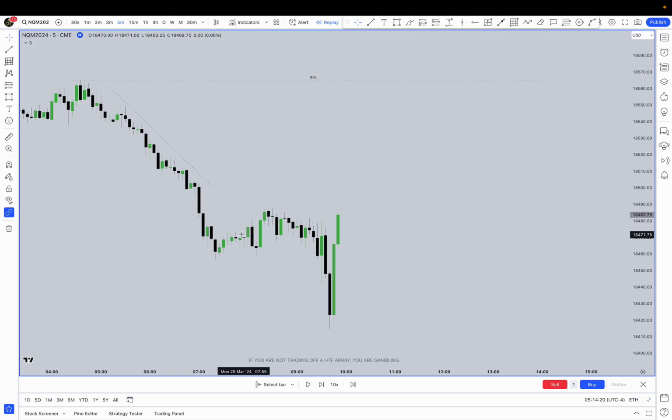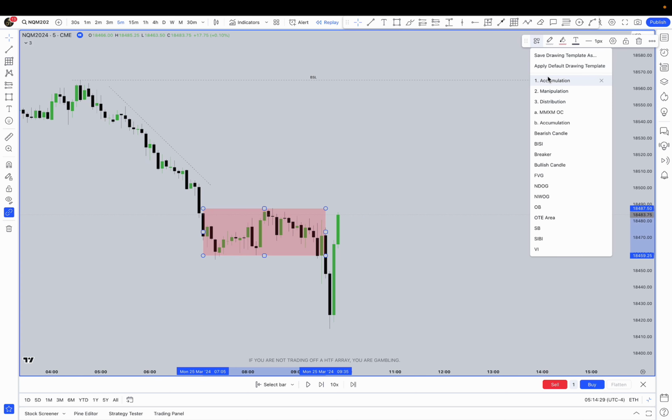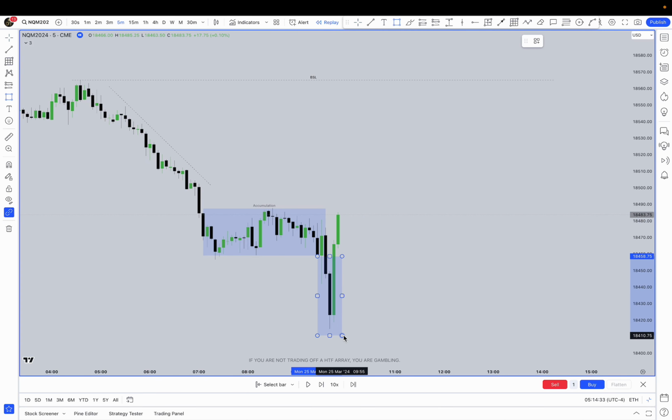Also, you have a concept from ICT called accumulation, manipulation, distribution. Right here we have accumulation, and we have a New York open manipulation. You see the time, it's 9:30, New York open, manipulation. And together with the failure swings and a clear buy side liquidity pool, we can frame high probability longs using the internal to external, external to internal, together with their fair value gaps, order blocks. You can use them all.